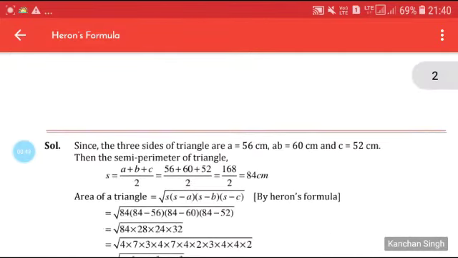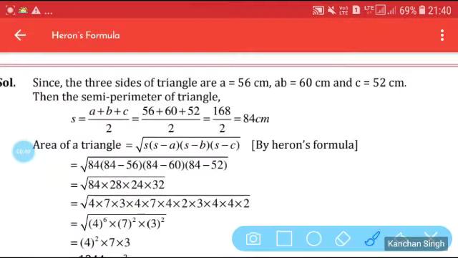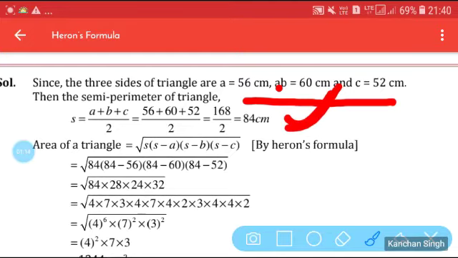So here, to find the area of the triangle, what do we have to do? Do you remember? Here the three sides of the triangle are already given: 56 cm, 60 cm and 52 cm. Here A is 56 cm, B is 60 cm and C is 52 cm. Then we calculate S equals A plus B plus C by 2. So that equals 56 plus 60 plus 52 by 2. That becomes how much? 84 cm.